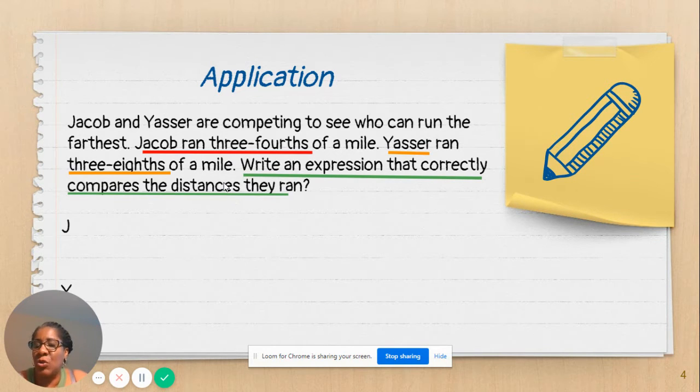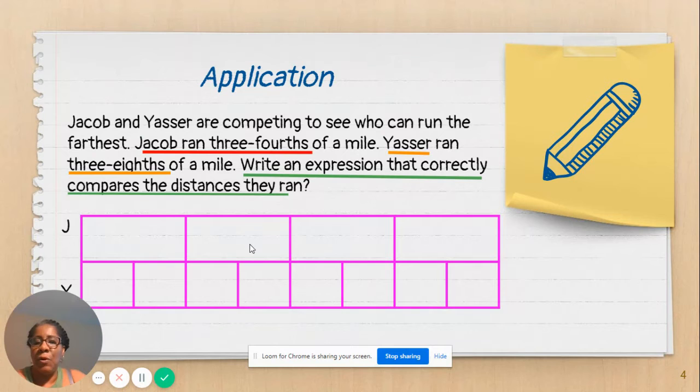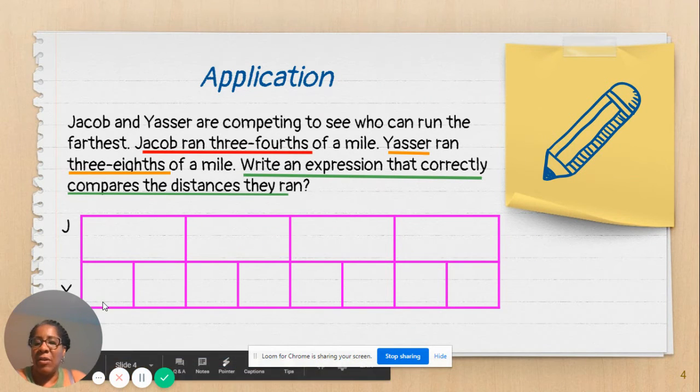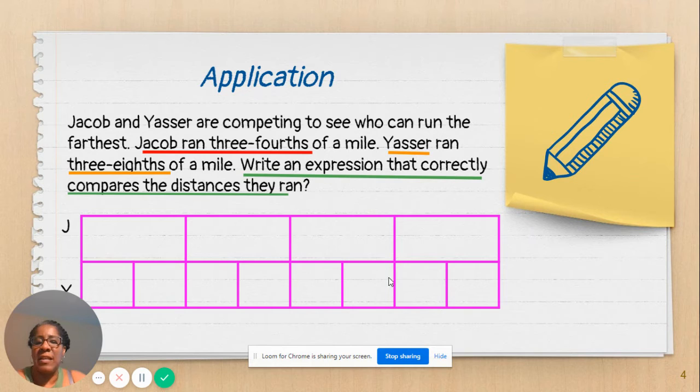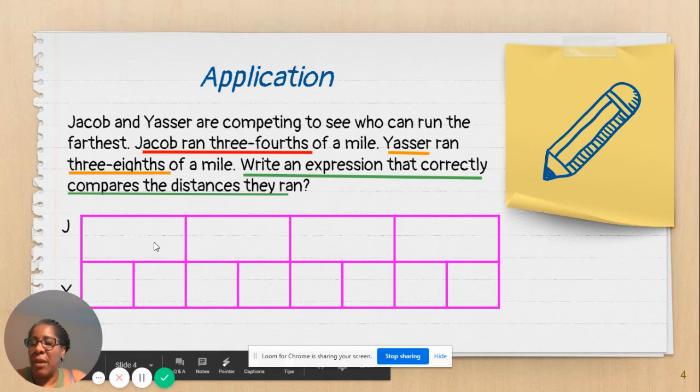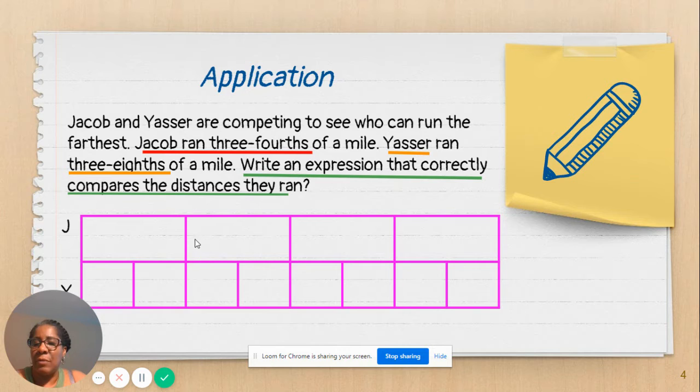So my fraction bar is going to be broken down into 4 equal parts. 1, 2, 3, 4. For Yasser, on the other hand, Yasser ran 3/8 of a mile. 1, 2, 3, 4, 5, 6, 7, 8 parts. Okay, so now in this case, both the numerators are the same. 3/4, 3/8. Okay, so now I'm going to shade it in.